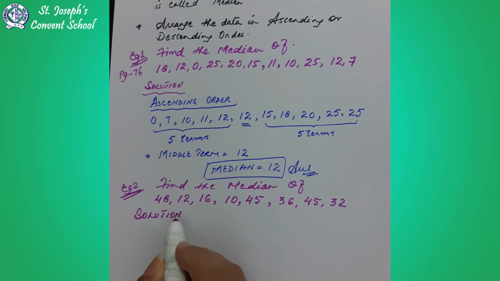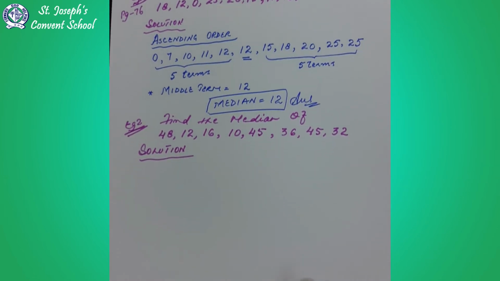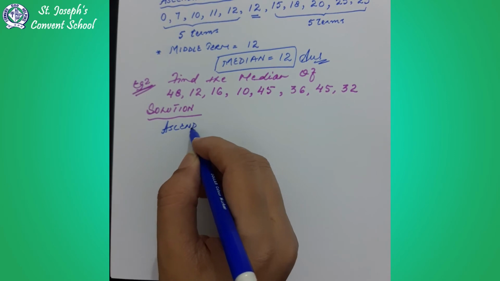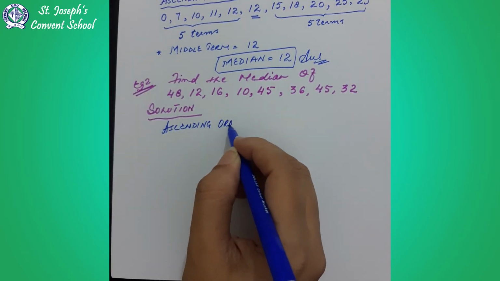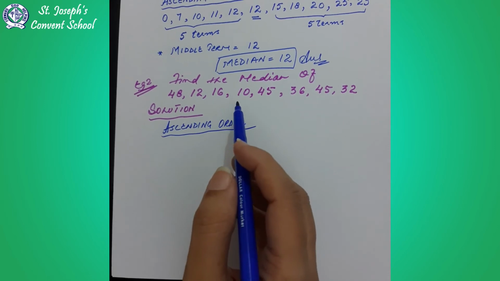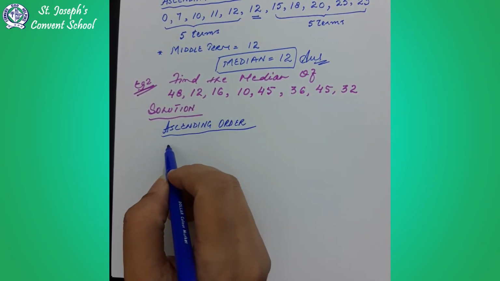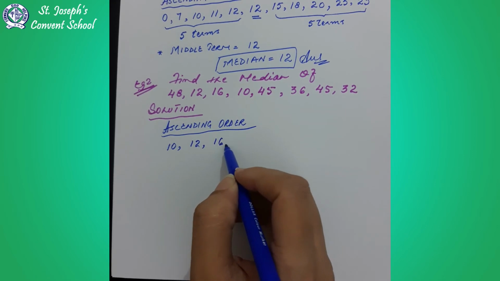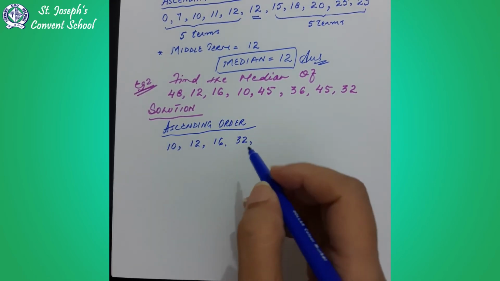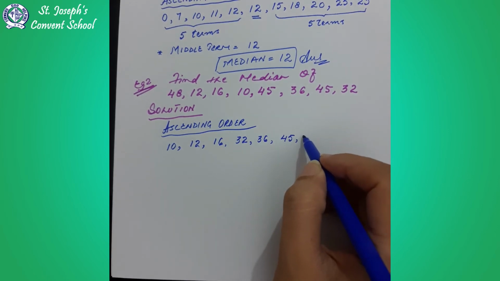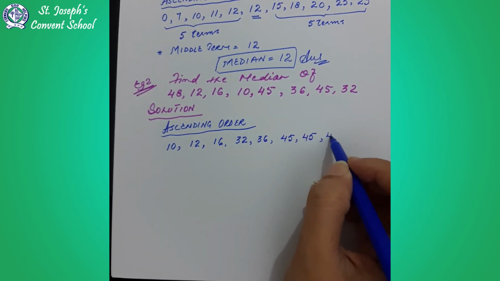Find the median. The same way you are going to solve, you are going to write it in ascending order. It is necessary to write the data in ascending order, so we are going to write it in ascending order. So from small to big. So let's find the smallest in the data. There is 10, so 10 is the smallest value. Let's start with 10. After 10, next is 12, then there is 16, then there is 32, after that is 36, then 45, again 45, and 48.